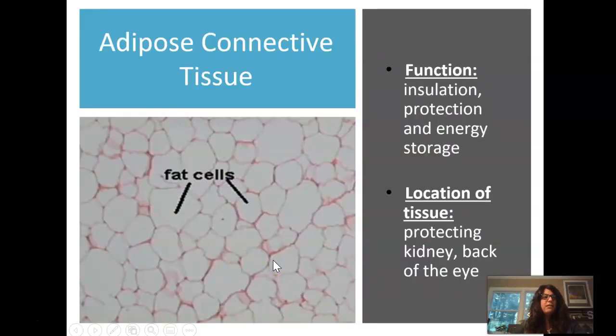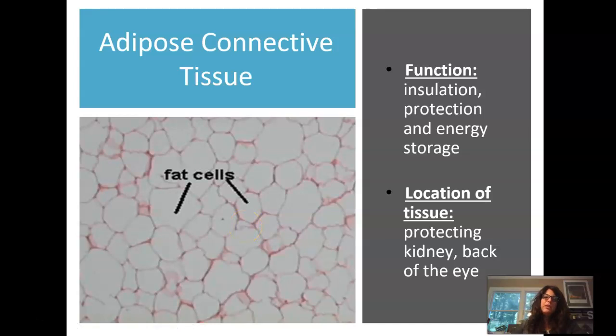Adipose is the next cell you need to identify. This is fat. I love this one because it looks like what you would imagine fat cells to look like, right? Big white globular cells. Their job is to insulate, protect, and store energy. And they are located all over your body, really.